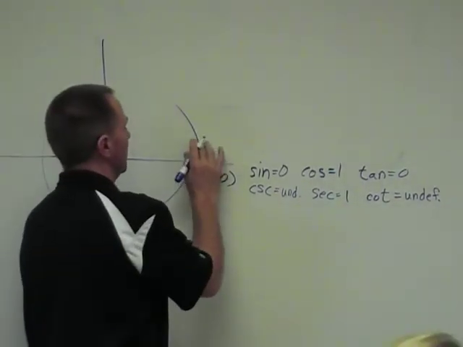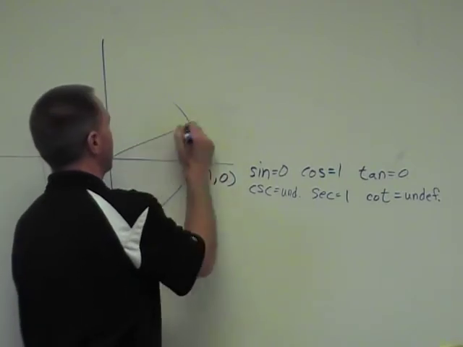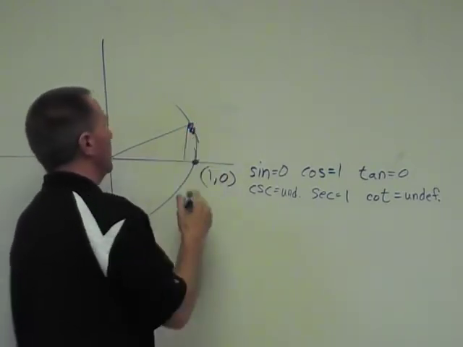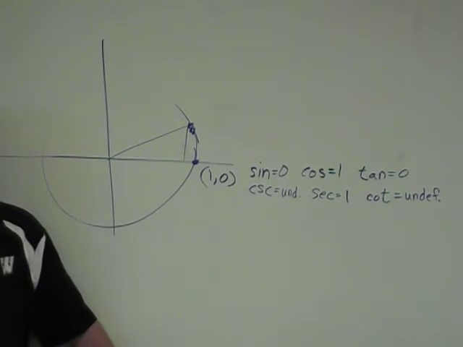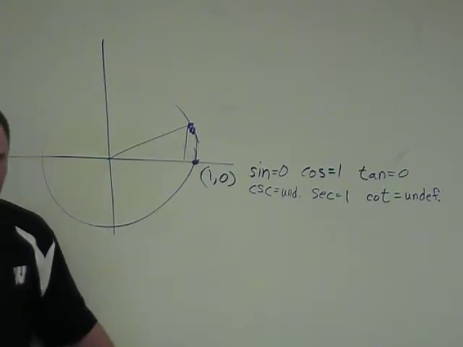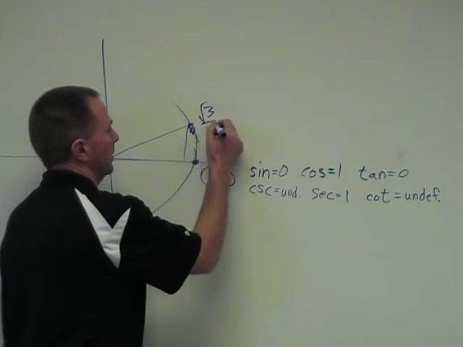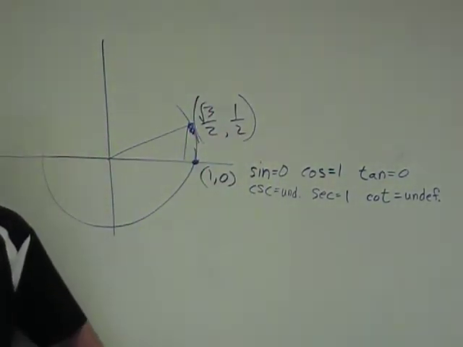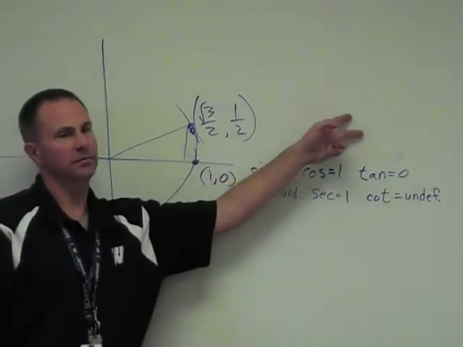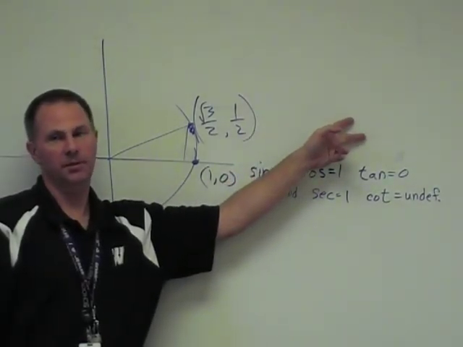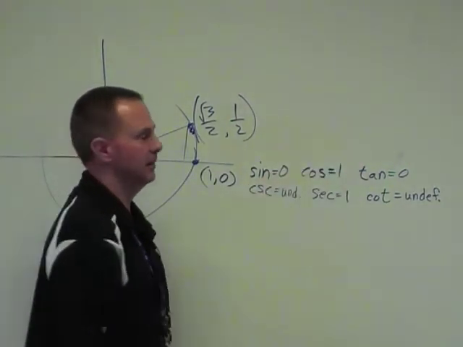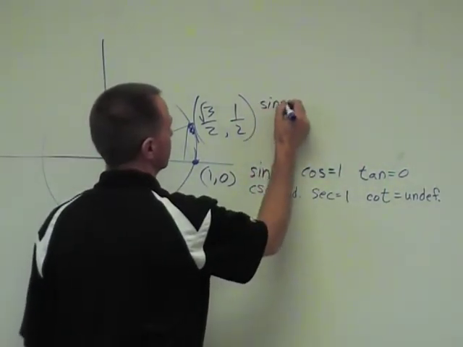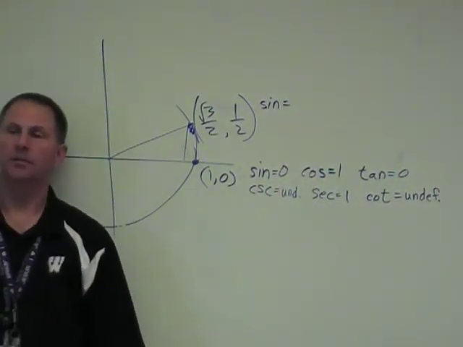So let me help you a little bit here. 30 degrees, a little higher. What is that coordinate? The second you see it, you should be thinking long side and short side, which then is? That. Now everybody do the six trig functions right here. Let me help you. Sine function. What's sine?